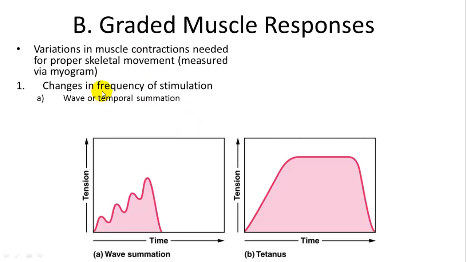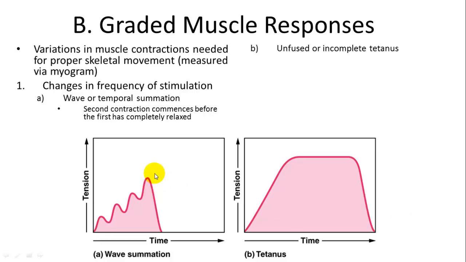The first one is called wave or temporal summation. Essentially what you do here is if you excite the motor unit before it is fully able to relax, it will increase in tension, even though the actual stimulus itself has not increased. This can eventually lead to unfused or incomplete tetanus. Essentially, there's a maximum tension it can be at, and if there are bumps in that, then that would be unfused or incomplete tetanus.